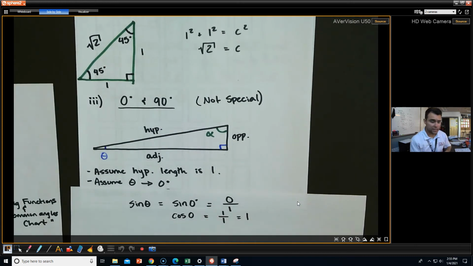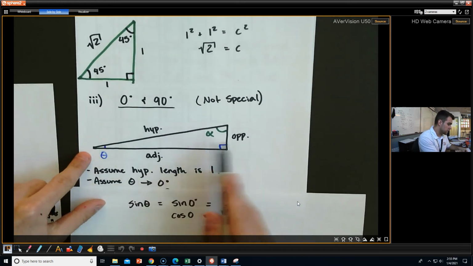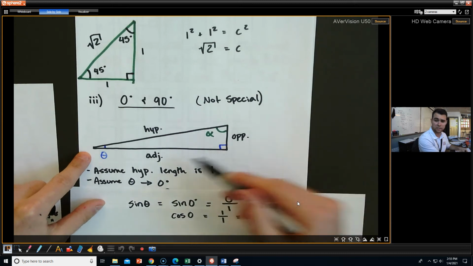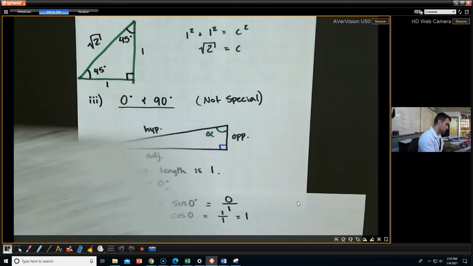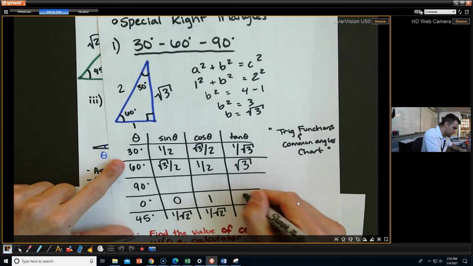And lastly, let's talk about tangent with it. Okay, I now have my opposite over adjacent side. Again, this is going to be 0 over 1, because we just saw it with sine and cosine. So tangent of 0 degrees is just 0.